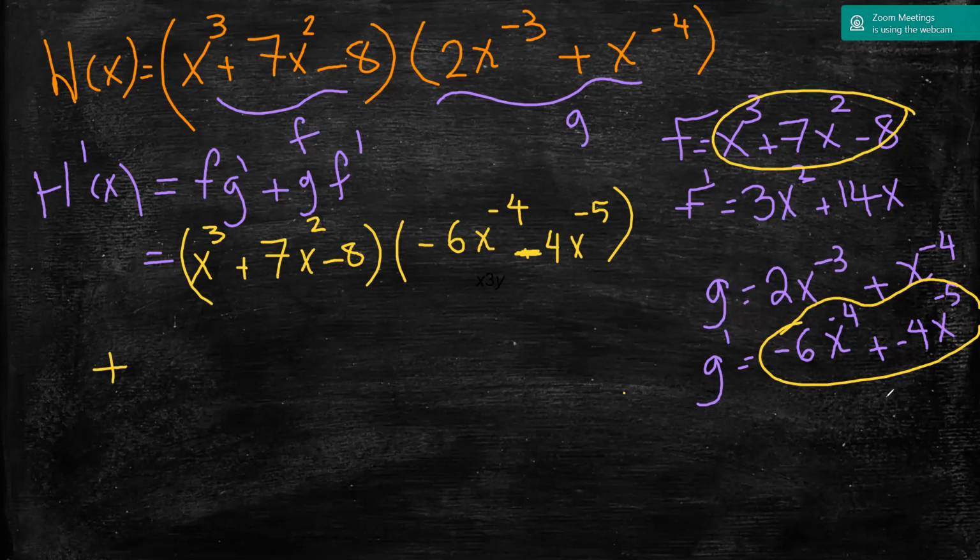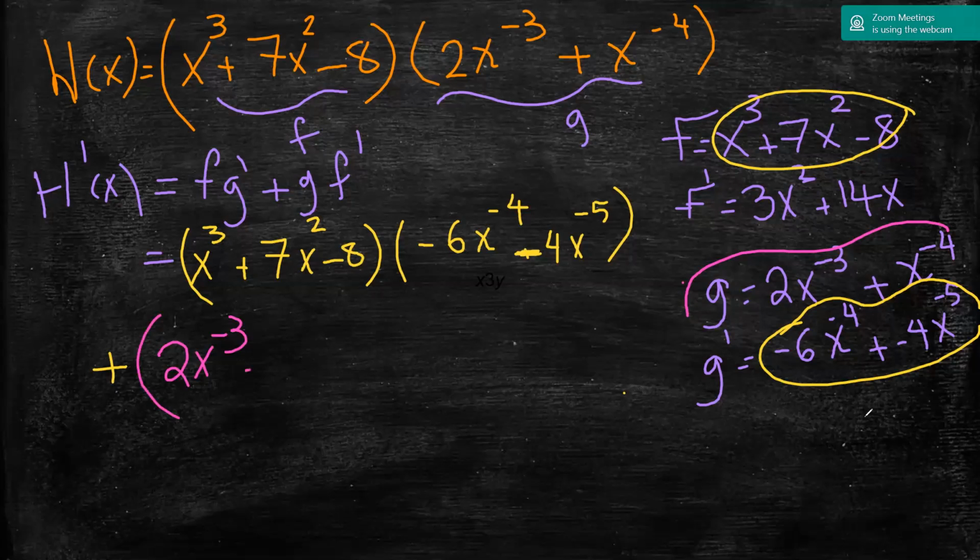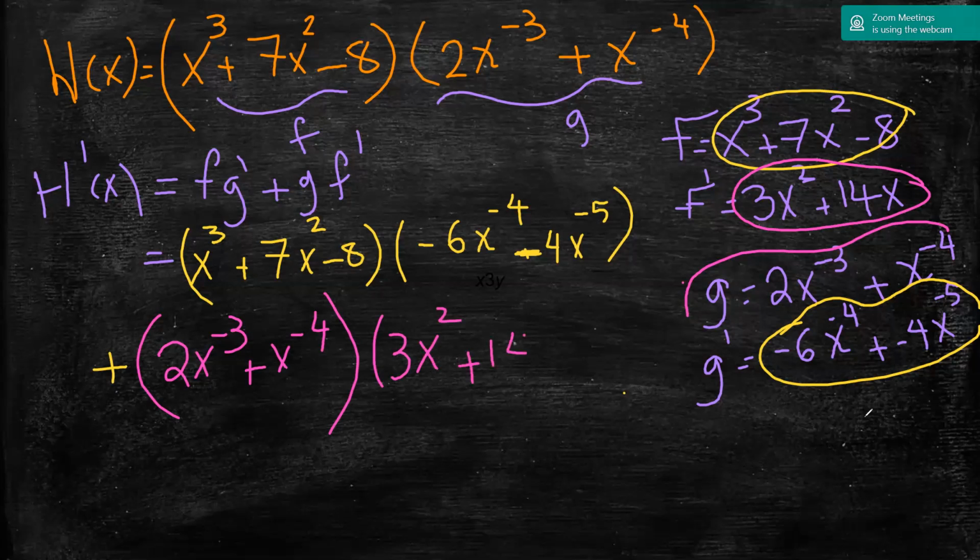Where is g? It is 2x raised to the power negative 3 plus x raised to the power negative 4, times f prime. Where's f prime? It's 3x squared plus 14x. This is now h prime. Is it clear? Yes, teacher.